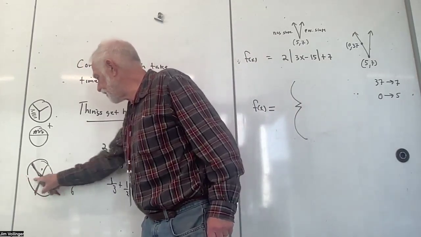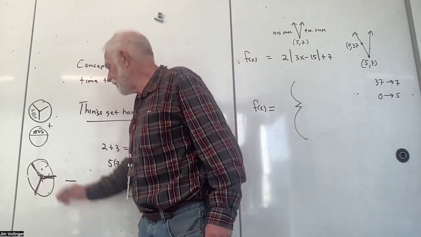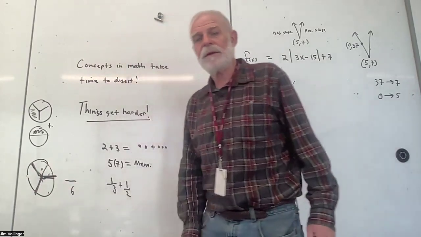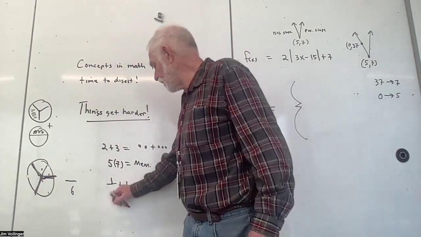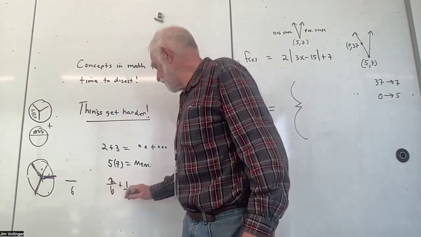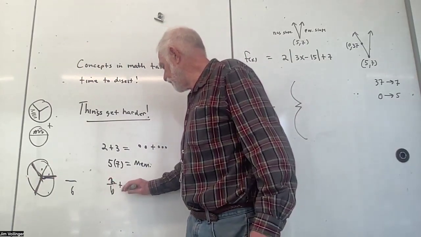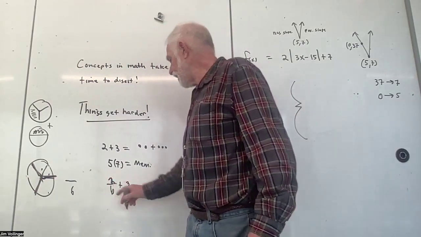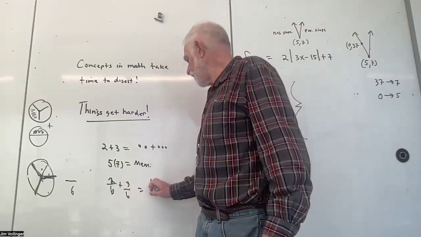I broke it up into thirds, right? And that third is 2/6. Now, if you write that, 1/3 is 2/6, and 1/2 is 3/6. Well, now you have 6, and you can say that that's 5/6.